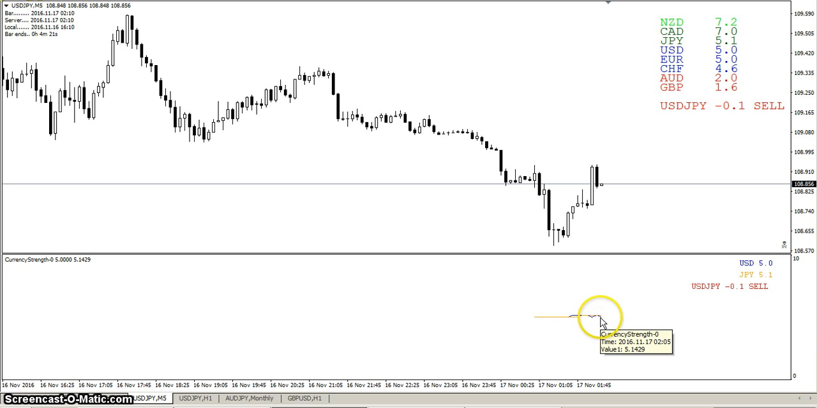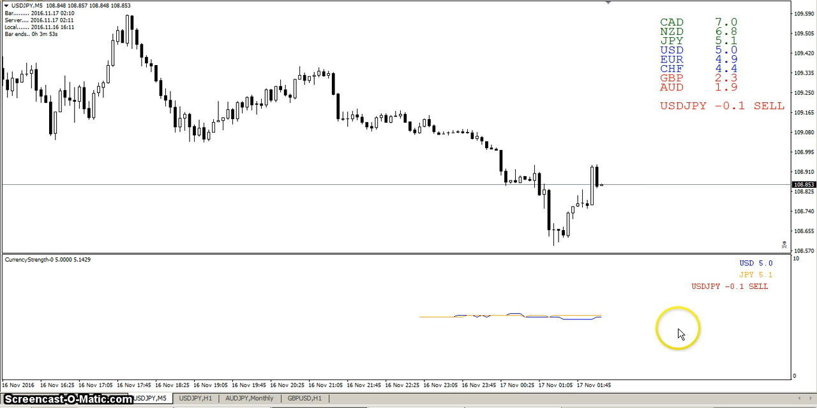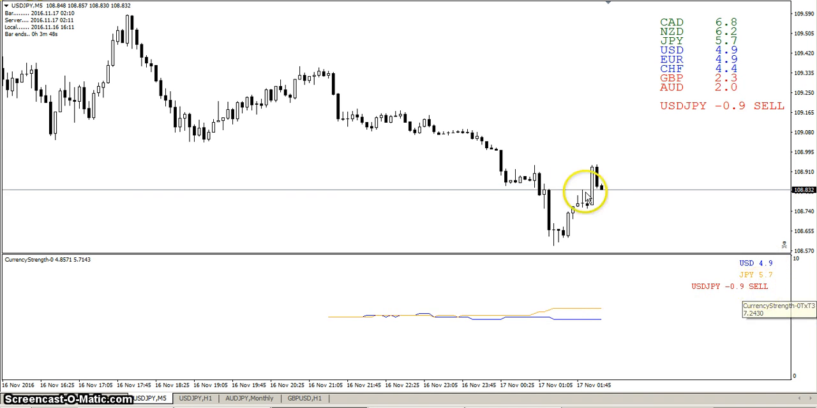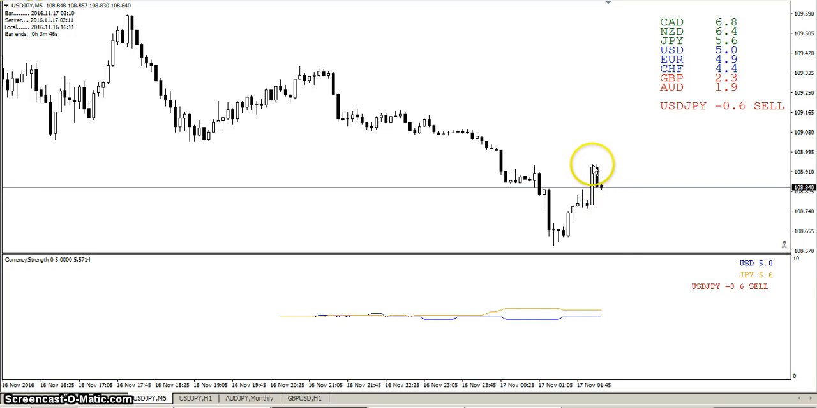And the reason for it is this way, if you're in a trade or thinking about getting in a trade, you can see if the strength is going up or down. You can see, is it getting stronger or weaker? So you see right now the currencies are equal, and now all of a sudden the yen's stronger than the dollar, 5-1 to 5. And so you get a sell, and you can see how price is doing.